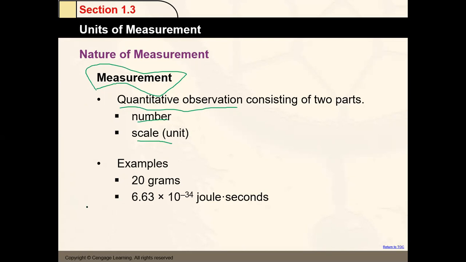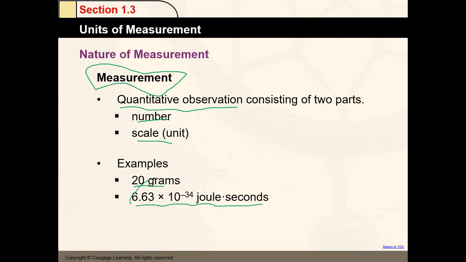Okay? So here are some examples. What is your weight? Okay, my weight is, let's say, 150. 150 what, kilograms? No, pounds. So you always have to mention the units. In this case here, we have 6.63 times joules per second, right? Different types of measurements. Don't be afraid right now.